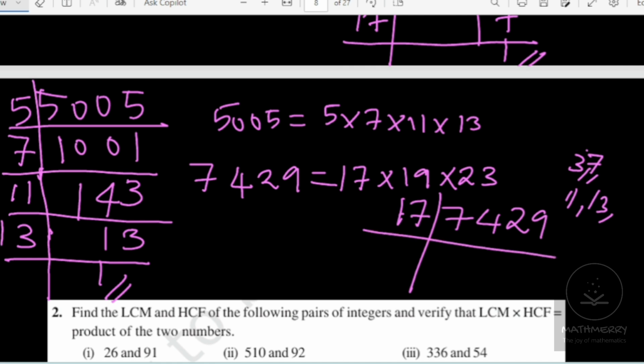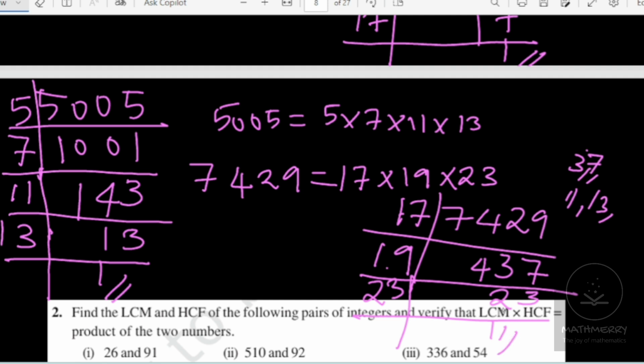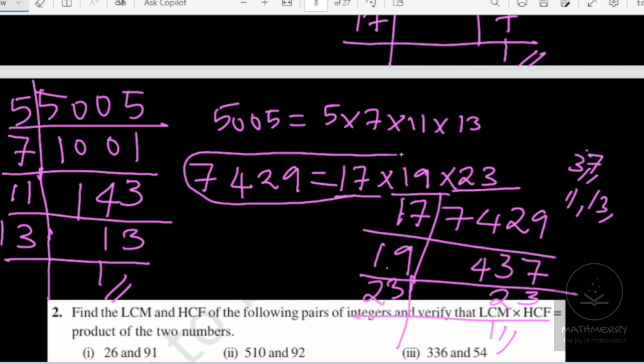So when we try for 17, it will be divisible. When you try for 17, what you will get? So when we divide 7429 with 17, we will get 437. And when we divide 437 with 19, which is the next prime number, we will get 23. Now 23 is also a prime number, so it's only divisible by 23 itself. So we will get the answer. So that's 17 raised to 1 into 19 raised to 1 into 23 raised to 1. So that's the prime factorization for 7429.